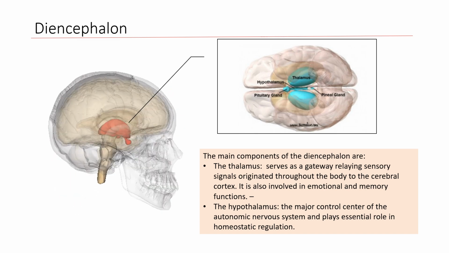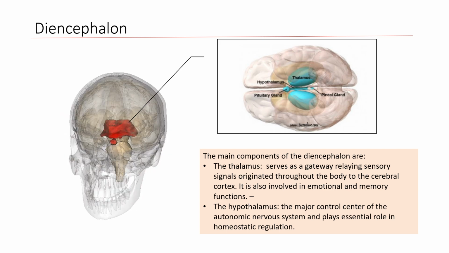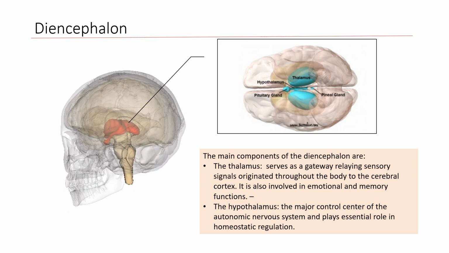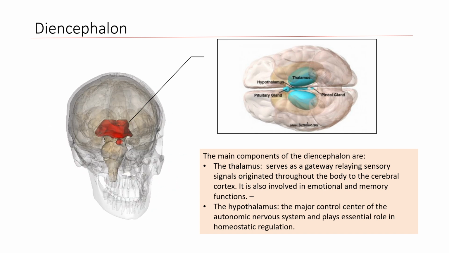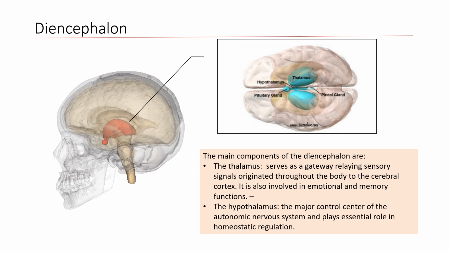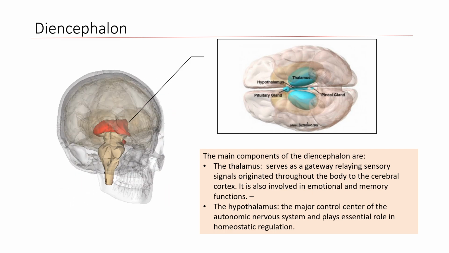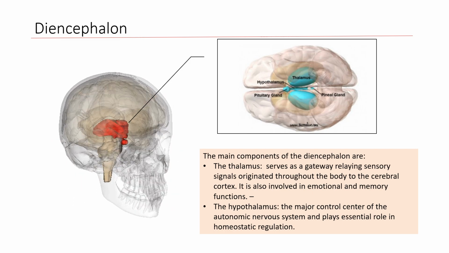The hypothalamus links the nervous system to the endocrine system via the pituitary gland, and it also contains nuclei involved in regulation of body temperature, food and water intake, sleep and wake cycle, memory, and emotional behavior.